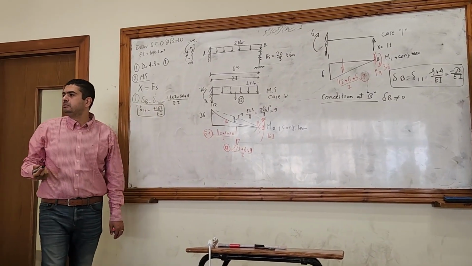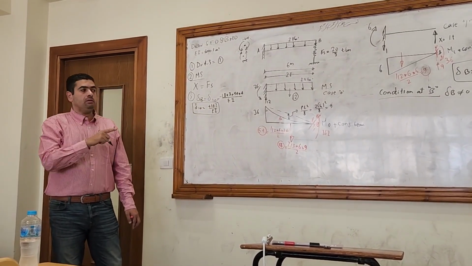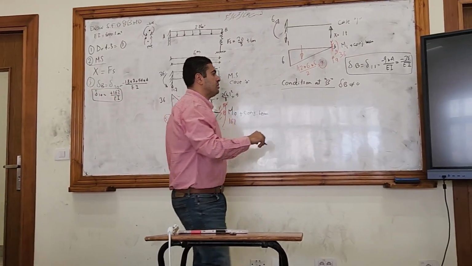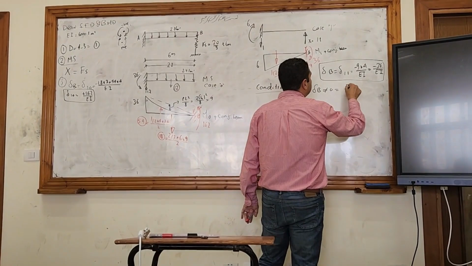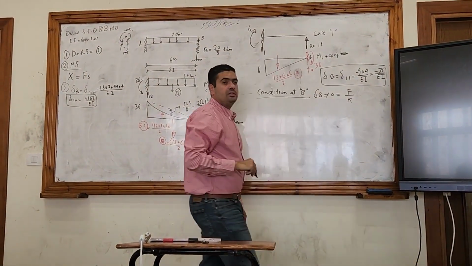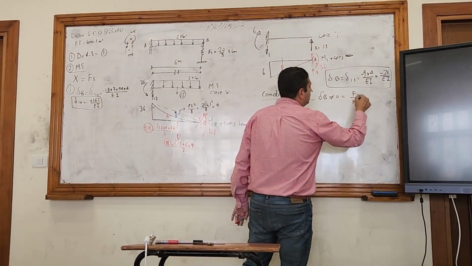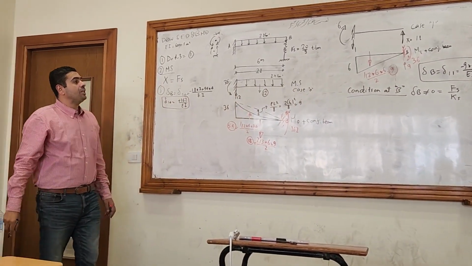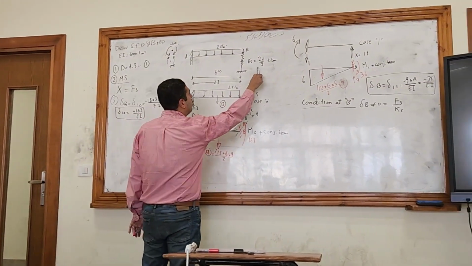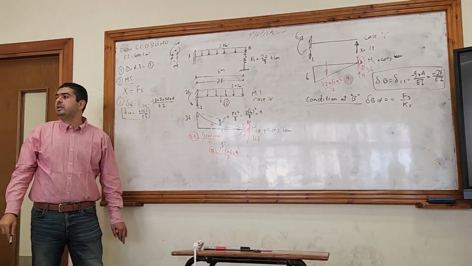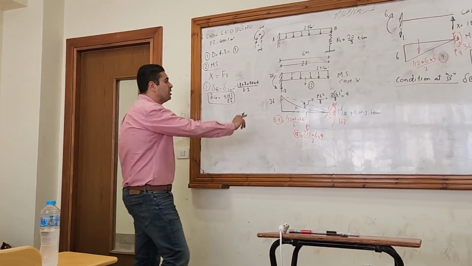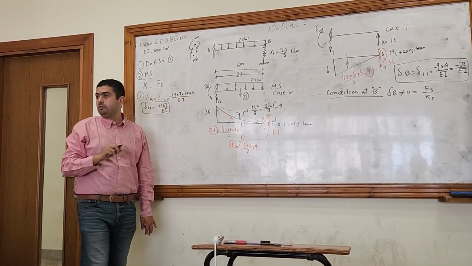Okay, so what will be equal? The equation I just erased now, it's a force divided by stiffness, right? The force in the spring divided by the stiffness of the spring. He gave me the value of the stiffness of the spring. It's 20 over 3, but take care of the units. It's ton per centimeter. And all the dimensions here are in meters, so take care, okay?